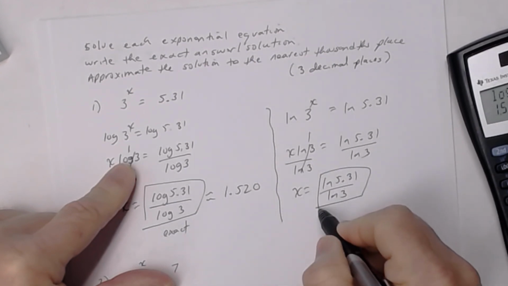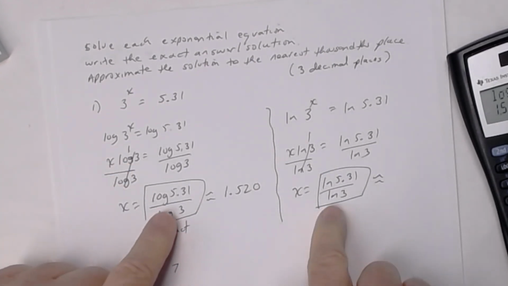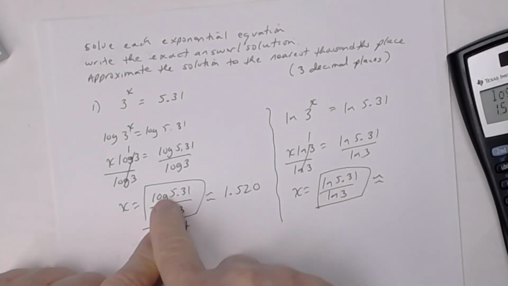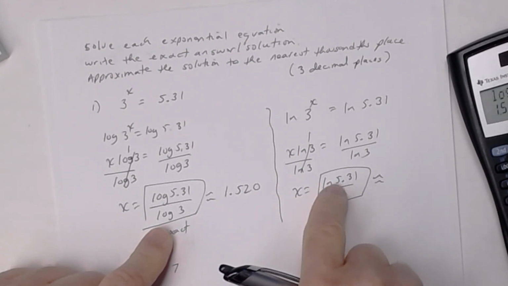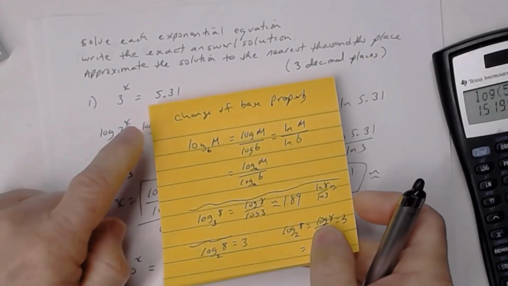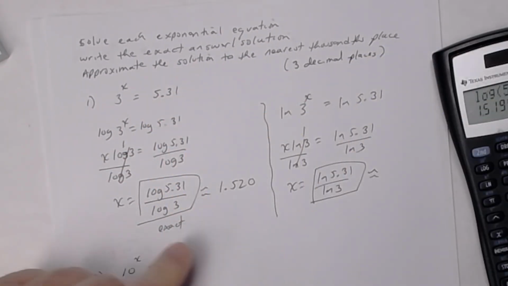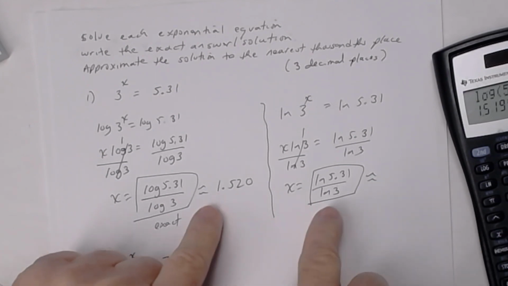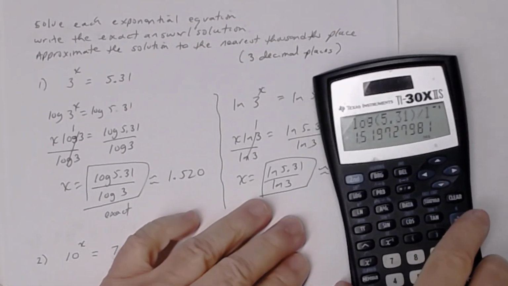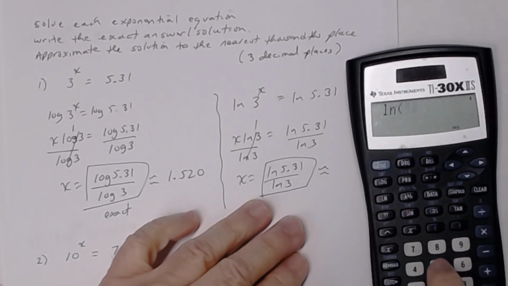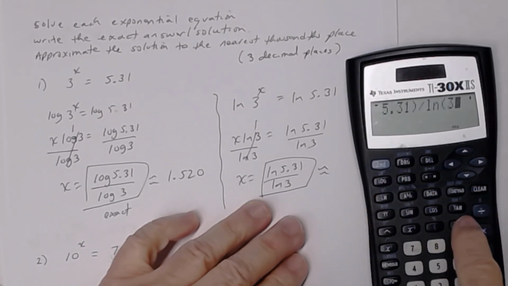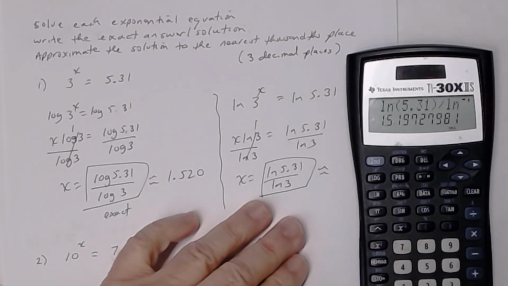There's your exact answer. And then to approximate it, remember we had the discussion a while ago, even though those look different, this is base 10, this is base e, they're equivalent because of the change of base property. So hopefully you'll see that using your calculator, what you get here will be the same as this. So watch. We have the natural log of 5.31, close the parentheses, divided by the natural log of 3, close the parentheses, equal, and you get the same thing.